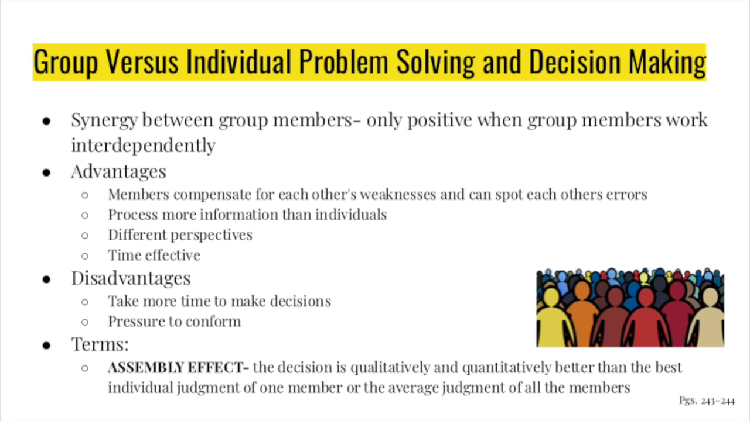Disadvantages can be that typically it takes more time to make the decisions within the group because everyone must be accounted for in that process. There's also a pressure to conform in groups, whether it be with bylaws or laws of an organization or just social norms within a group. And then the book points out that at their best, groups will achieve an effect which is the assembly effect. And again, that definition is listed at the bottom of the slide.